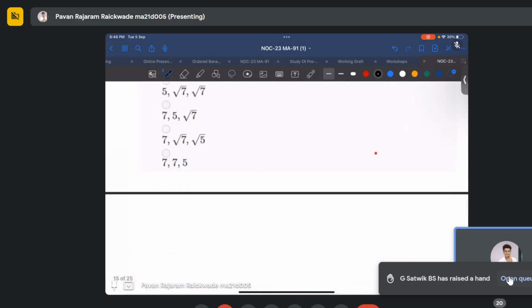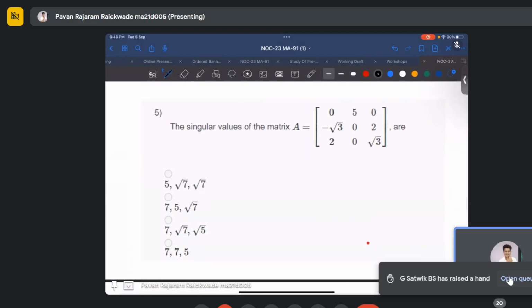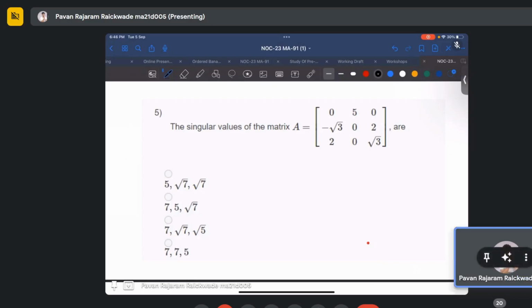Now let's go to question number 5. This was completely a formula-based question. Now we have to find the singular values of this matrix. Can anyone tell me what the singular values are? What do you mean by singular value? Maybe eigenvalues. Then why do you need a different name if they are the same?